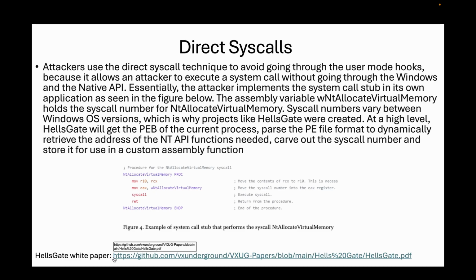I have this resource here of the original Hell's Gate white paper, explaining how they figured out a way to dynamically retrieve addresses of the NT API functions.